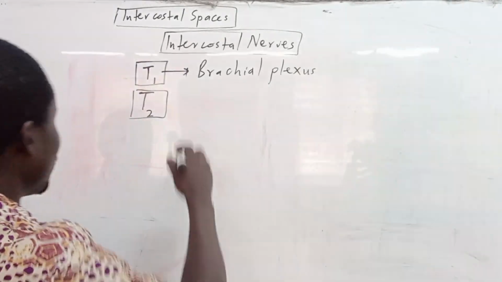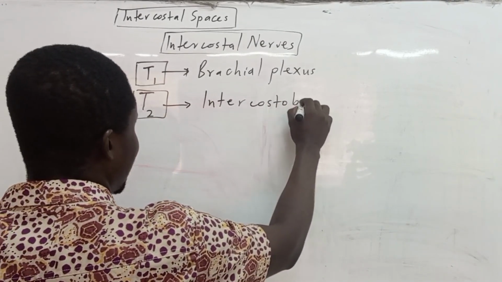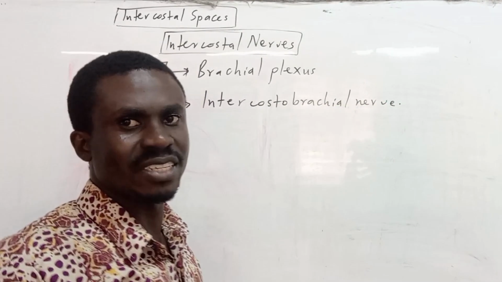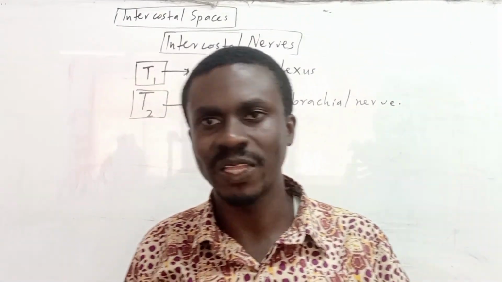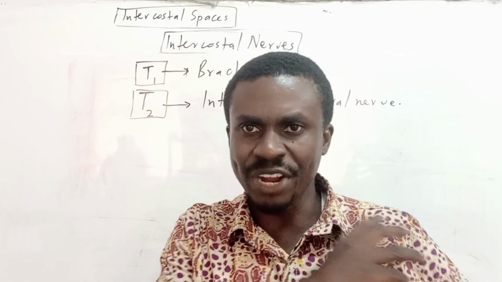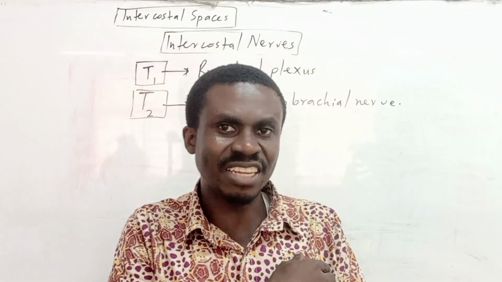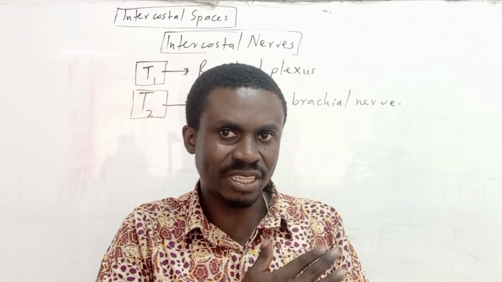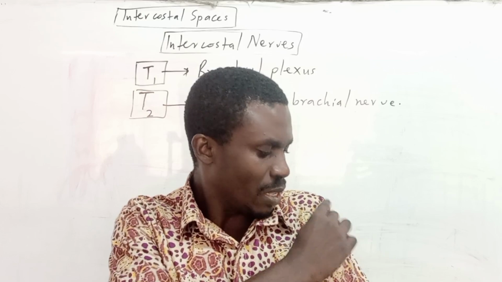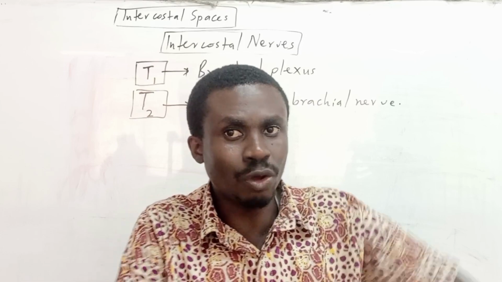Why? Because it contributes to something we call the intercostobrachial nerve. Intercostal means it supplies the intercostal space, but it doesn't end there. Brachial has to do with the arm. So especially the cutaneous sensation to the lateral aspect of the pectoral region, the medial aspect of the upper portion of the arm, and also the axillary region.